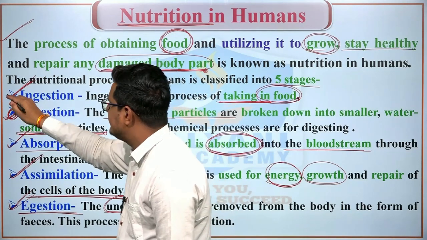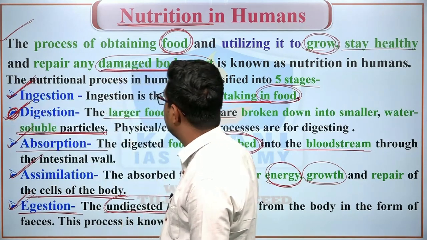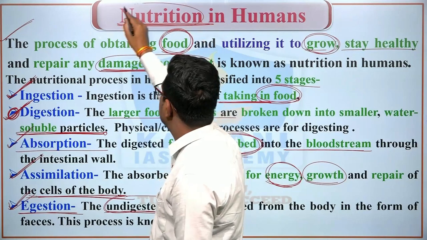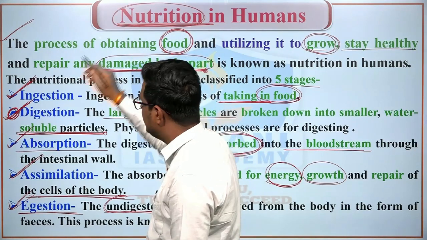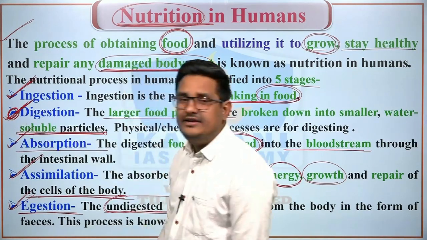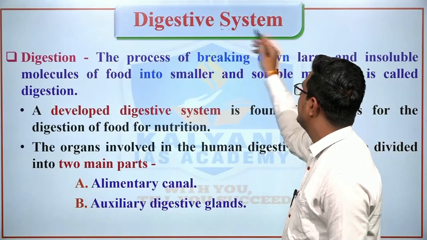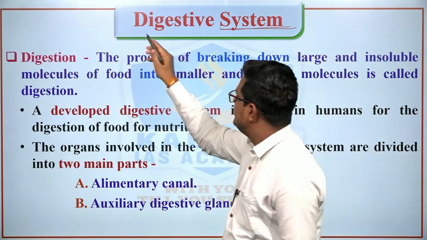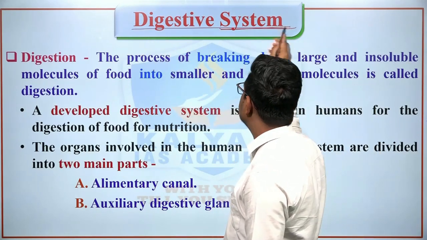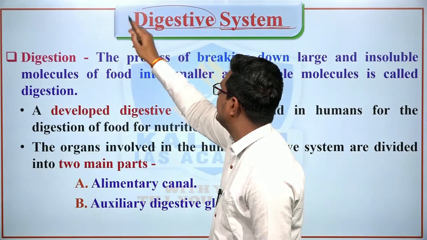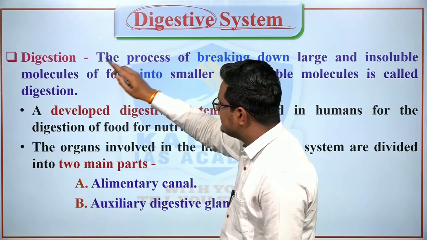We will understand this topic in these five processes, so that you could understand the nutrition process in humans, as well as the digestive system and digestion. Now study the digestive system. Before knowing what the digestive system is, you must come to know what digestion is.